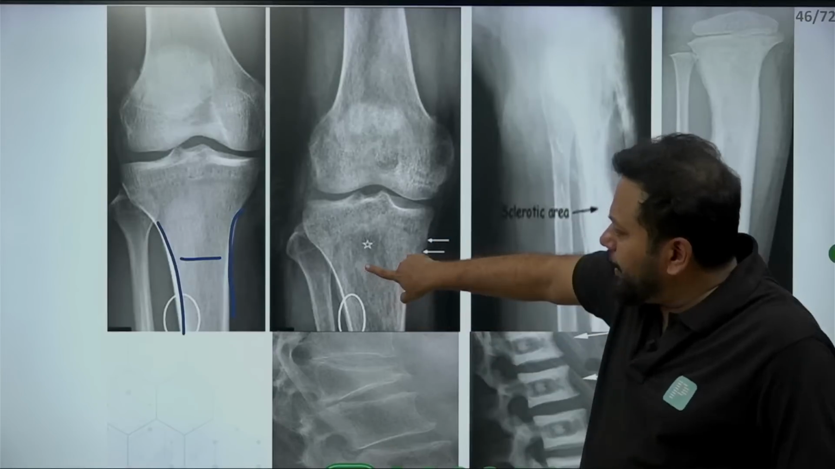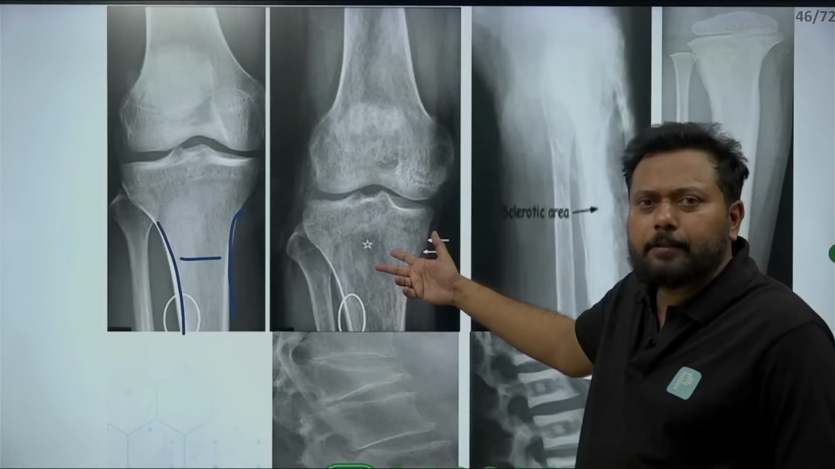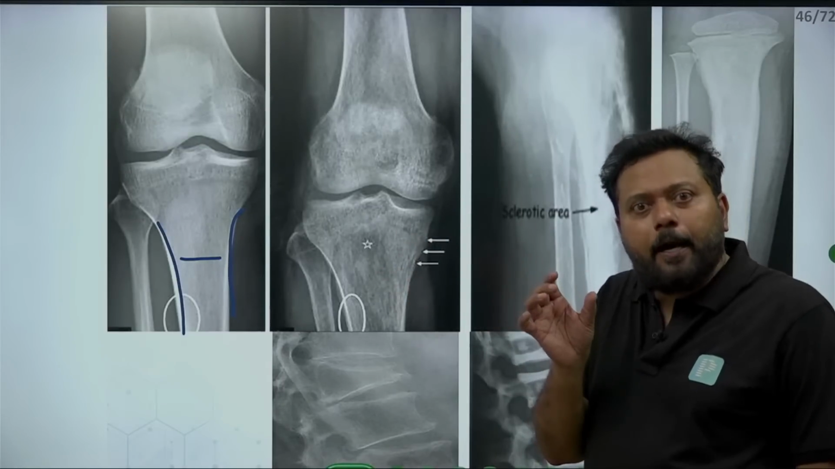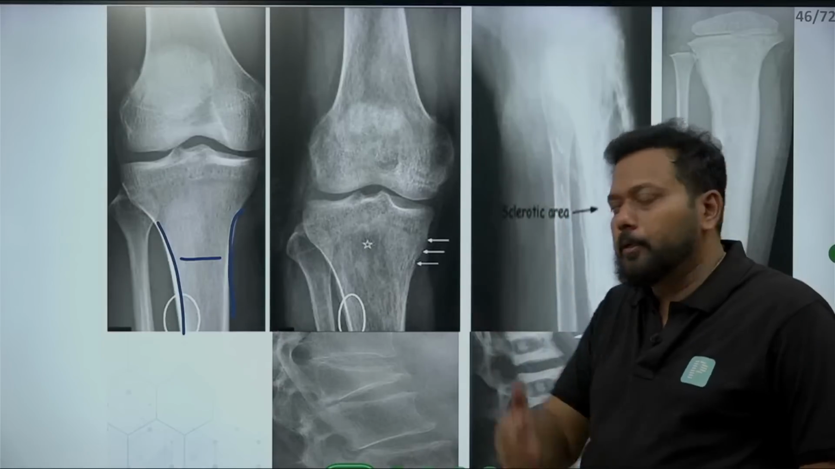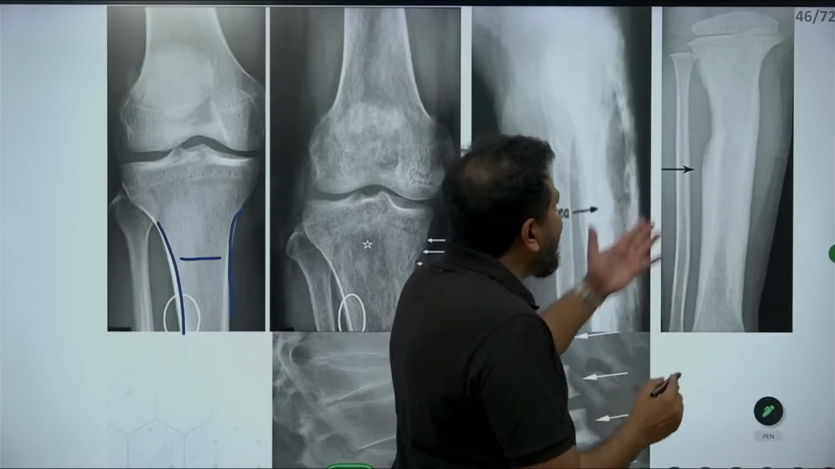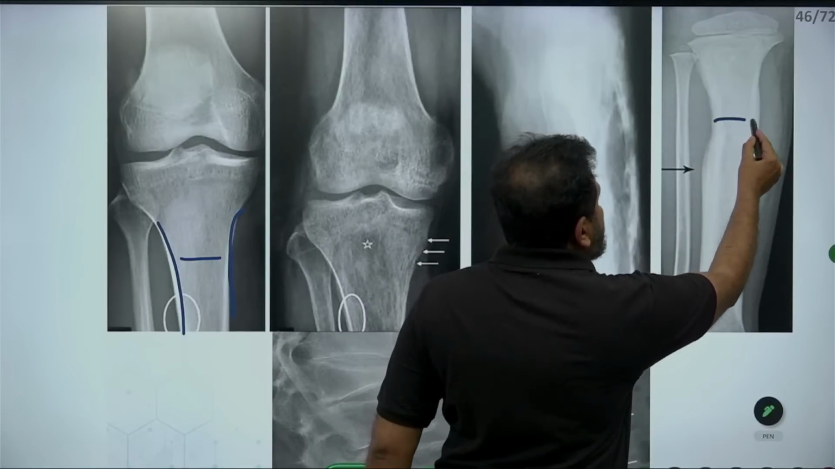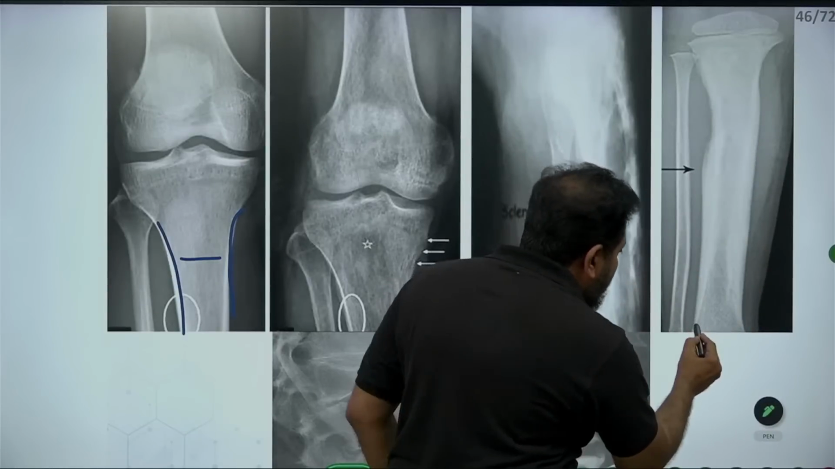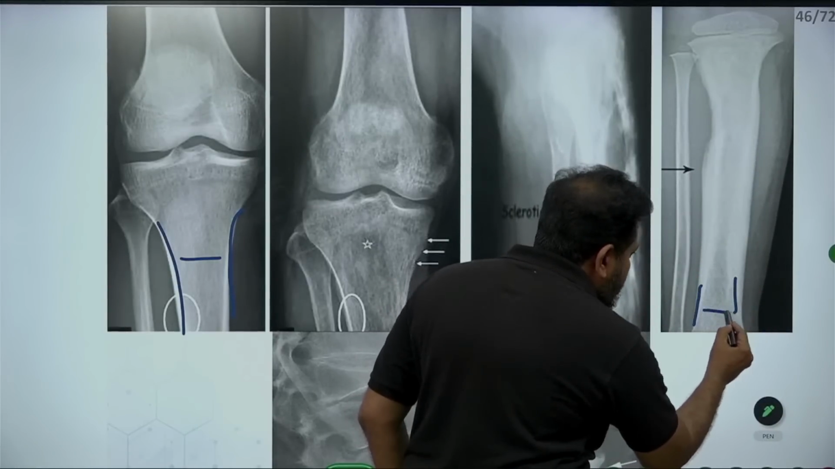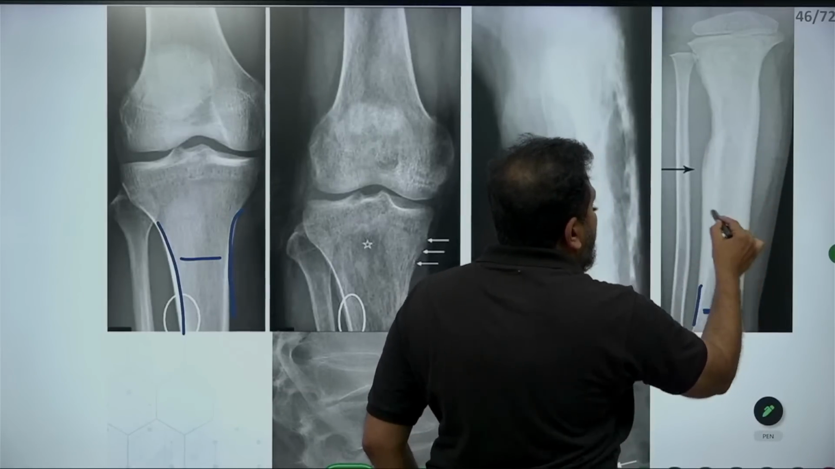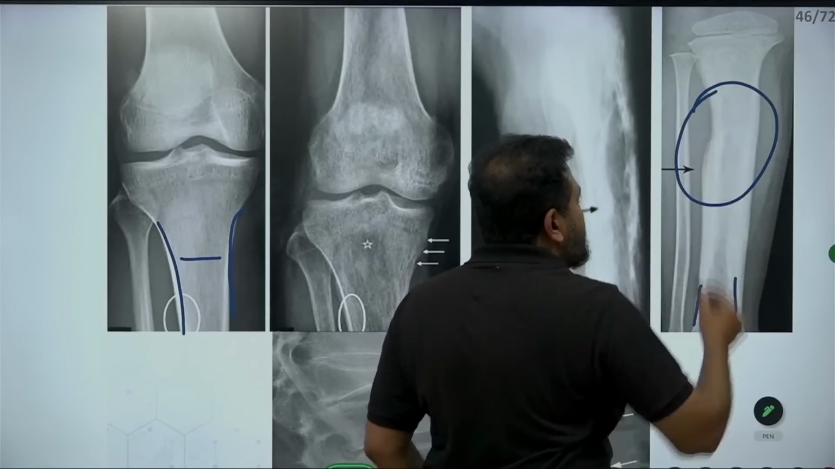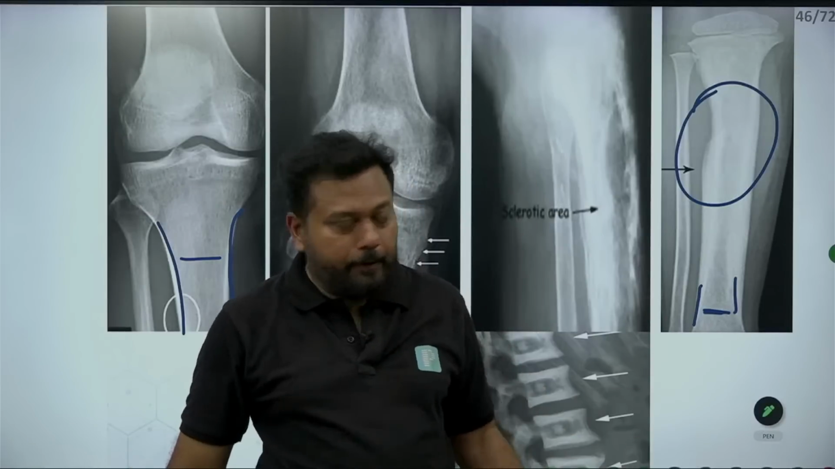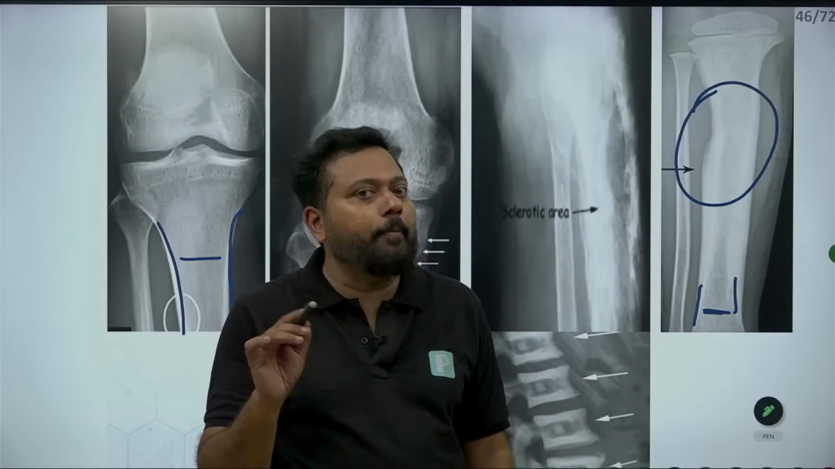Pencil thin cortex, widened medulla, no cortex or thin cortex: osteoporosis. Very thick cortex, very narrow medulla: osteopetrosis. Look at the third diagram. I am not able to differentiate where is cortex, where is medulla. Everything appears uniform. Here I am able to see this is the cortex, this is the medulla. In this area, I am not able to see which is the cortex, which is the medulla. This radiological feature is called loss of corticomedullary differentiation.